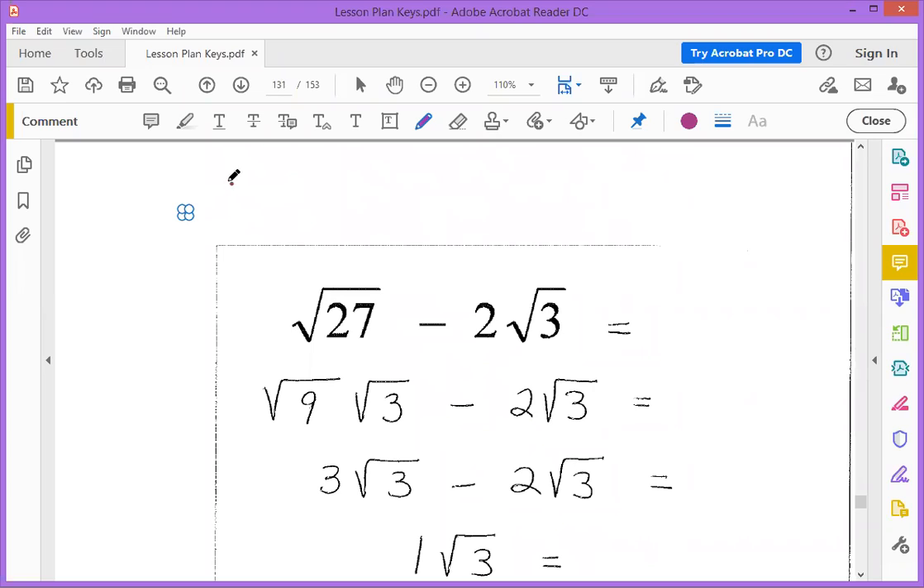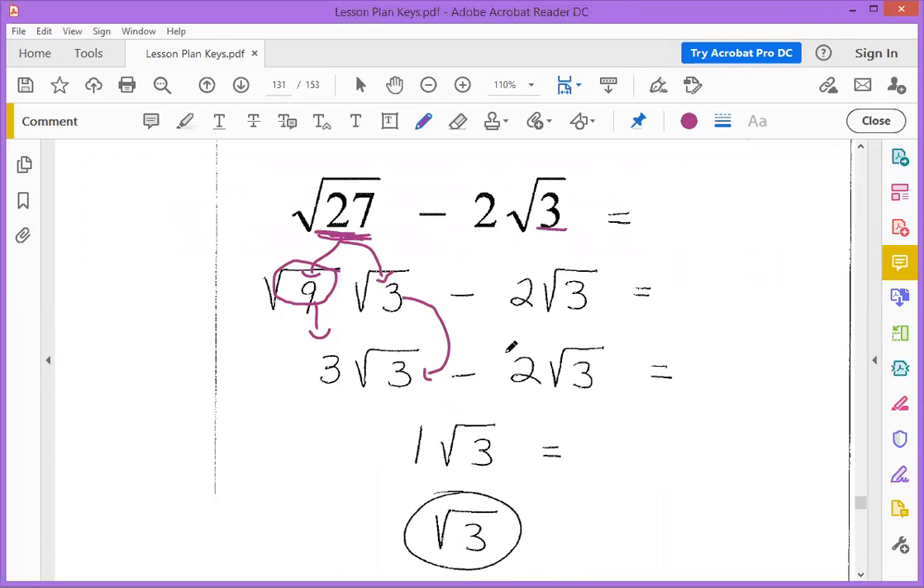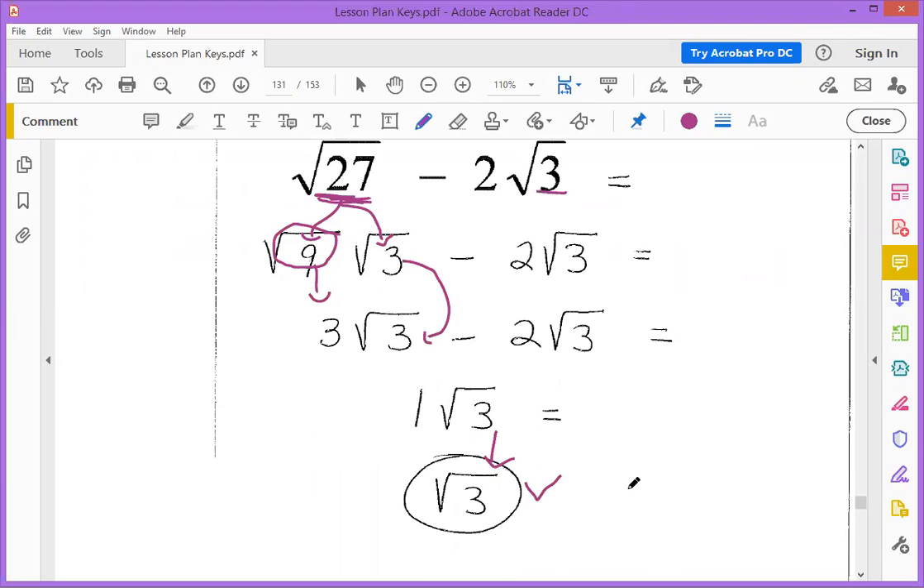All right, in this example, you see a similar scenario, 27 and 3. These are two different numbers underneath square root. We can simplify this 27 because 9 again can be divided into 27. 9 times 3 is what gives us 27. We know the square root of 9 is 3. So we place 3 on the outside of the square root symbol. You keep the 3 underneath. You have 3 square root 3 minus 2 square root 3. 3 minus 2 gives you 1 square root 3, which is the same as just square root 3. And that's your answer.